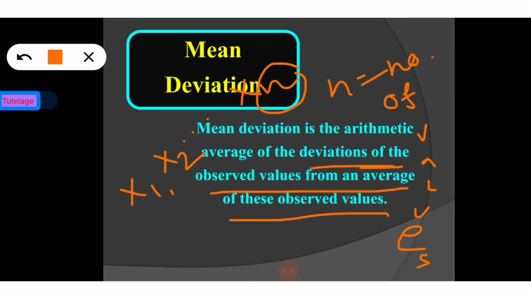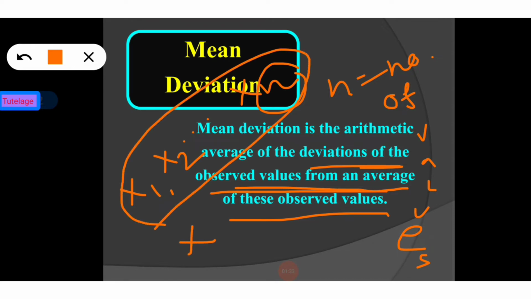So the deviation of the observed values from the average. What is the average of this series? That is x bar. We already know x1, x2, dot dot xn. The average of that series, that is x bar, equals the summation of x1, x2 plus xn divided by the total number of observations, which is small n. So the average of these observed values is x bar.